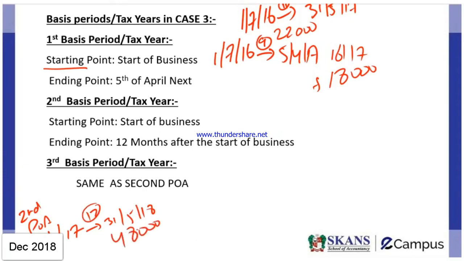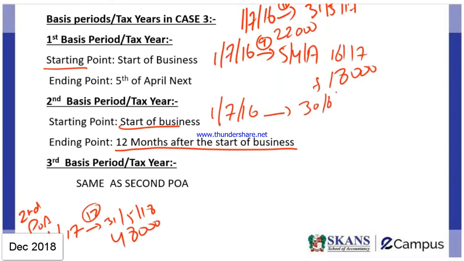Now please see carefully in the second basis period. Again, the starting point is the start of business, which is 1st July 2016, and 12 months after the start of business. In this case, for the ending point, you have to go further. You go forward 12 months from the start of business. So from 1st July 2016, it comes to 30th June 2017. These are 12 months and the tax year is 17-18.